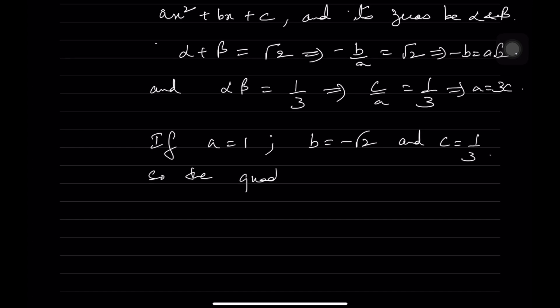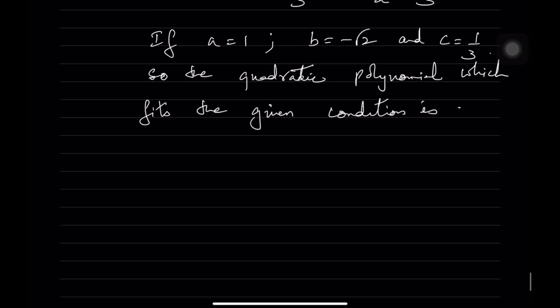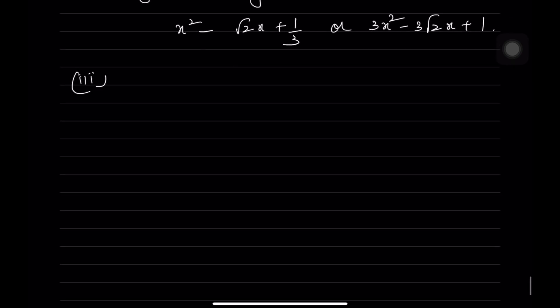So therefore the quadratic polynomial which fits the given condition is ax square plus bx plus c. Substitute the value of a, b, c. It is x square minus root 2x plus 1 by 3, or 3x square minus 3 root 2x plus 1. Then next, going into the third one. Here the sum of the roots is 0 and the product is root 5.